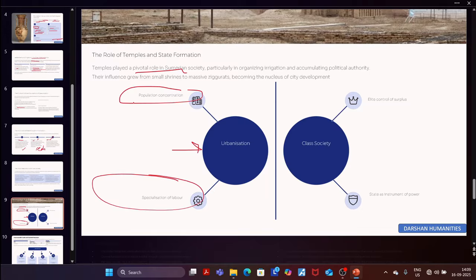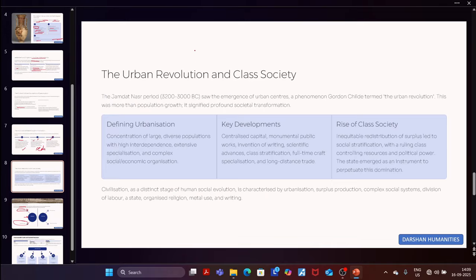Now let's look into this one, the urban revolution and class society.